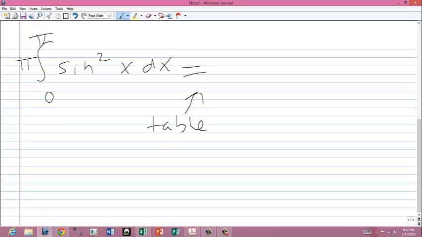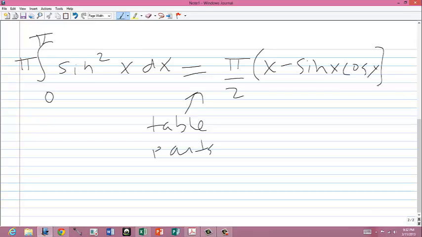If you look on the table or you can do it by parts, you get that the antiderivative here, we still have the pi, and it's going to be 1/2 times x minus sine of x cosine of x, all evaluated between 0 and pi. So when I substitute that in, that's going to be pi over 2 times pi. Sine of pi is 0. And then when I plug in 0, everything is 0. So that's pi squared over 2.